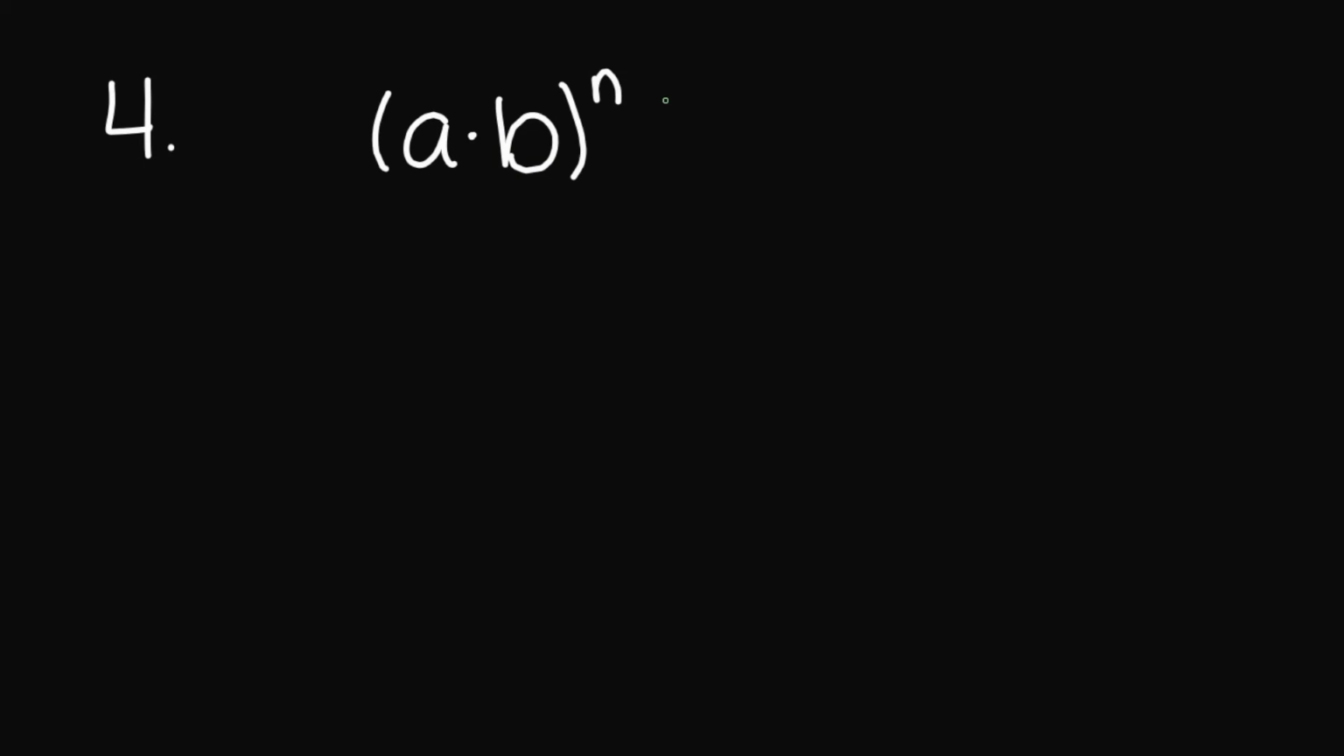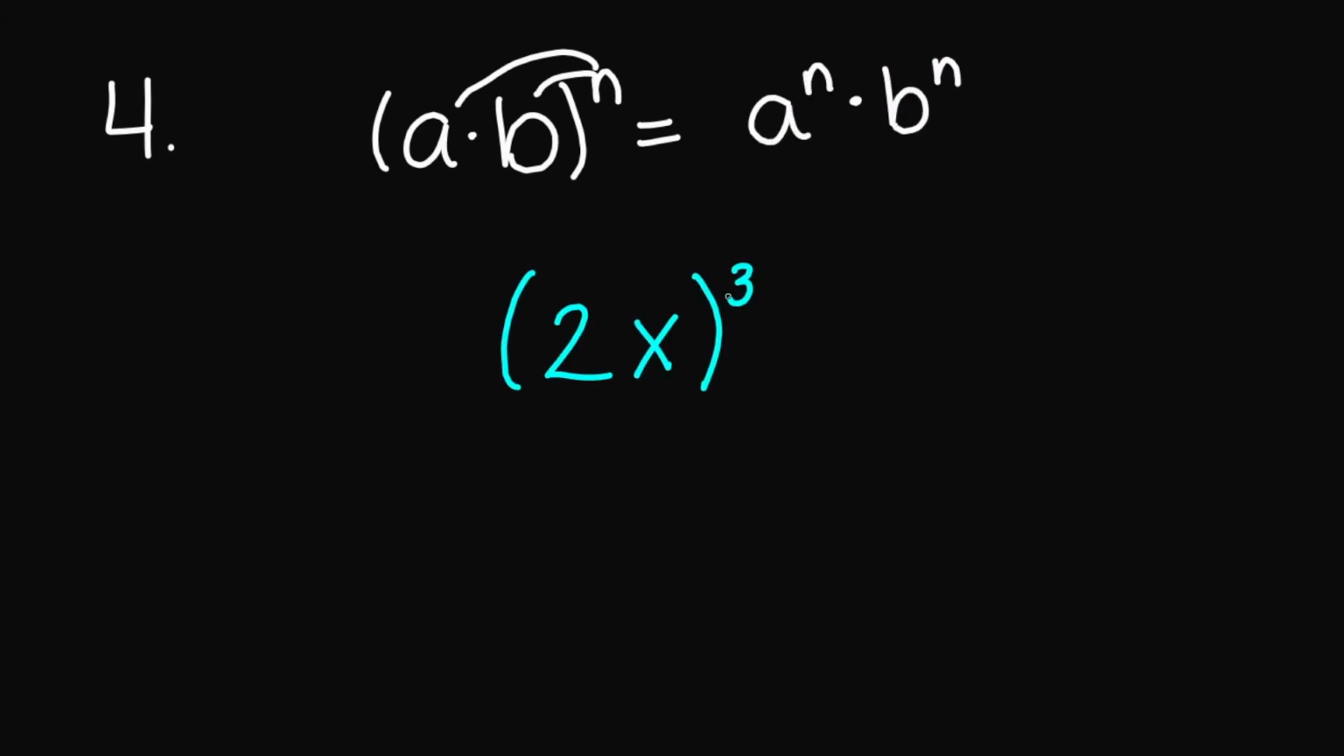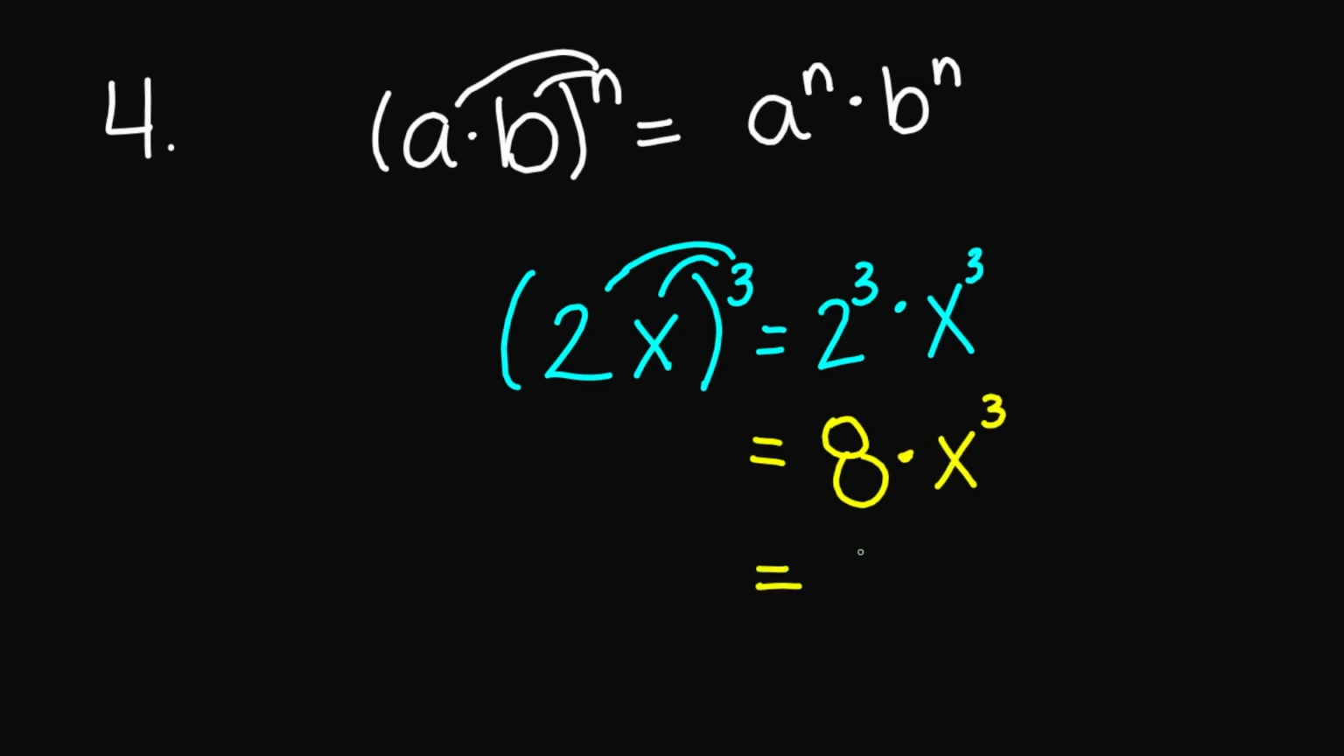Next, law number 4, if you have a product raised to the power, n will now become an exponent for the a, and this n will also become an exponent for the b. So this will be a to the n times b to the n. So let's look at this example here. I have a product raised to a power. This 3 will now become the power for the 2 and the x. So this is going to equal 2 to the 3rd times x to the 3rd. We're going to simplify. 2 cubed is going to give me 8, and then you have times x cubed, and your final answer is going to be 8x cubed.